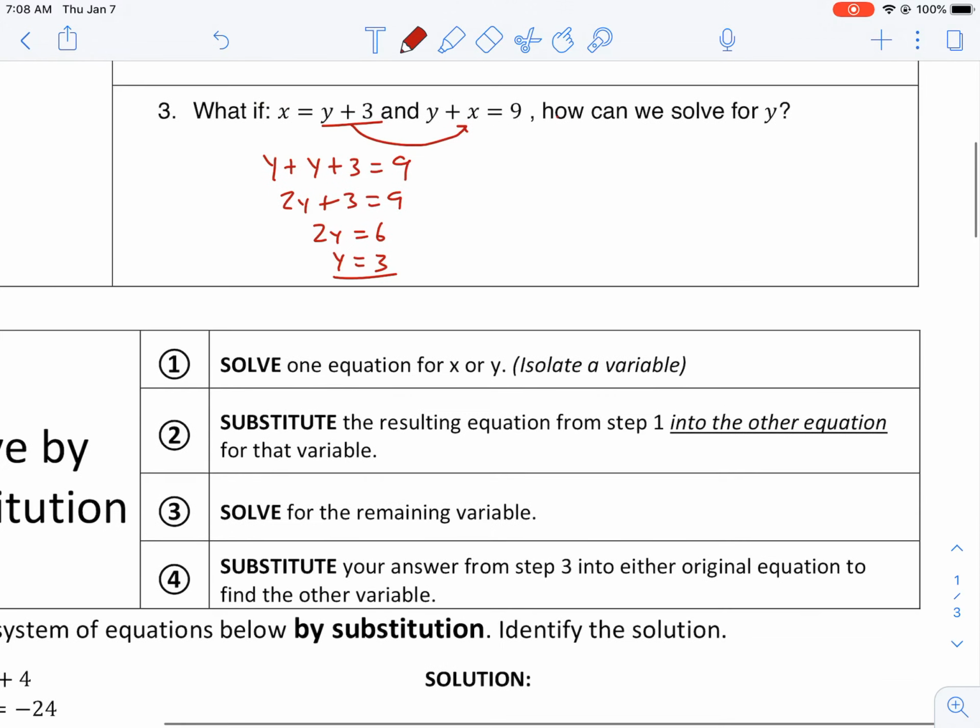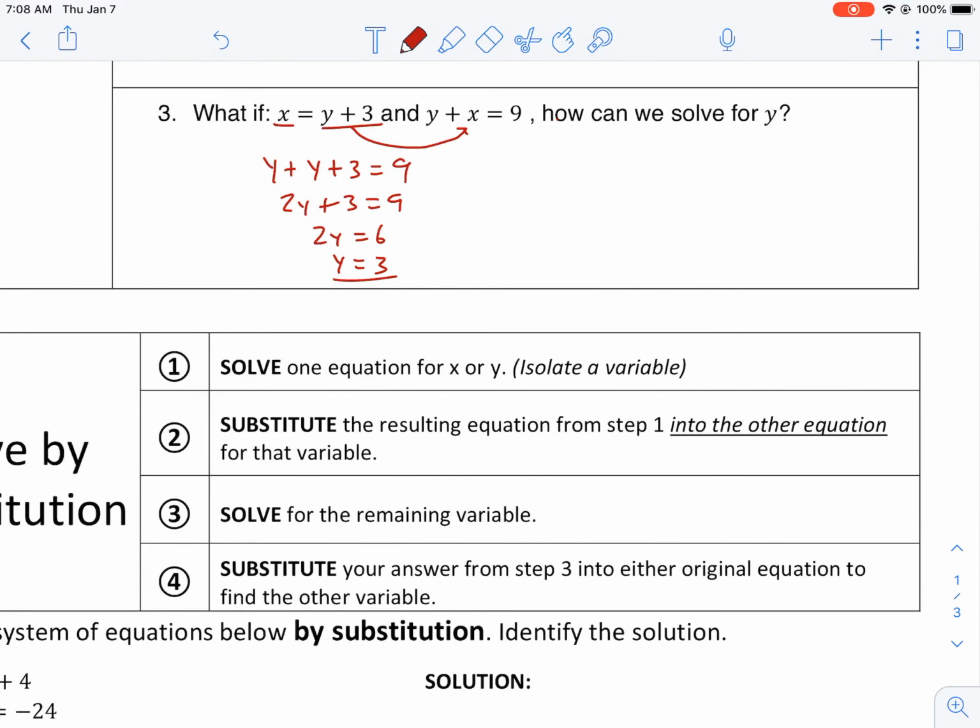And in order to do the method, you have to get a letter by itself, right? We call that isolating a variable. So you've got to get at least one letter by itself, and then whatever it's equal to, you can substitute that in for the second equation. That's why you need two equations in order to do this.